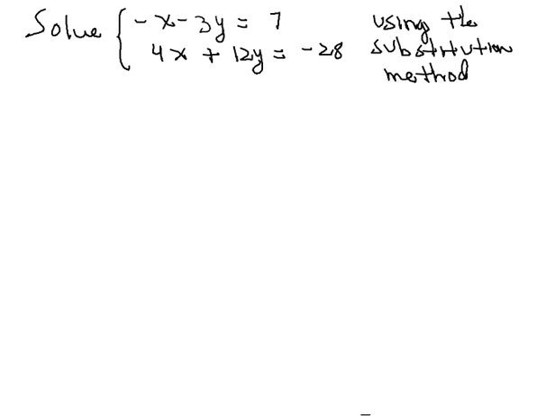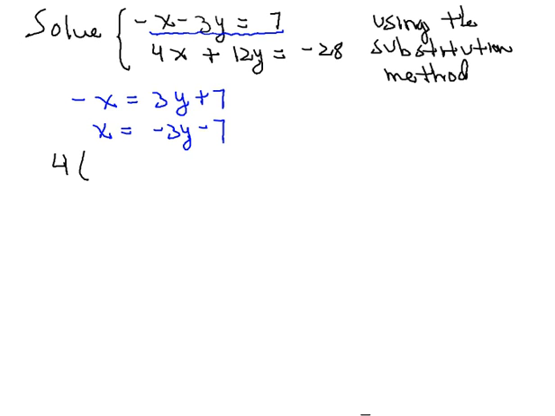And I think you'll probably agree with me it's going to be easiest to take the first equation and solve it for x. So let's do that down below here. So if we add 3y to each side, we're going to have negative x is equal to 3y plus 7. If we multiply each term then by negative 1, we have x is equal to negative 3y minus 7. And what we'll do next now, substitute that for x into the second equation.